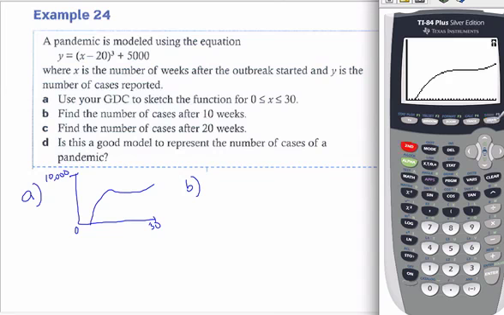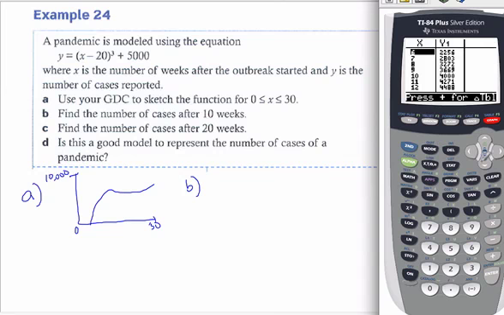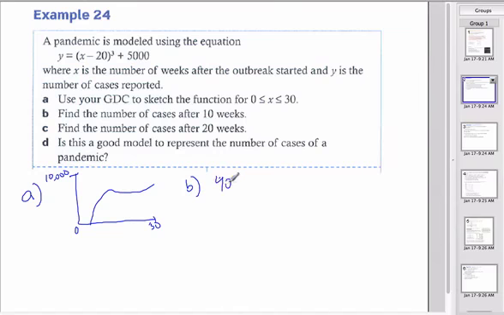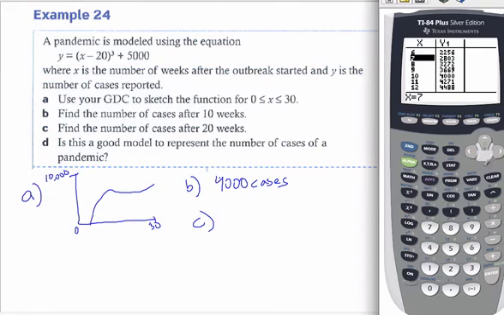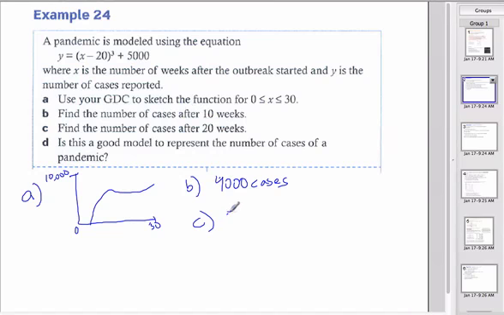And so we can look at the table. After 10 weeks, there's 4,000 cases. So 4,000 cases. And after 20 weeks, we can scroll down to 20, we have 5,000. So 5,000 cases.